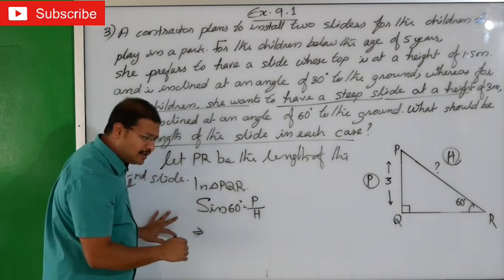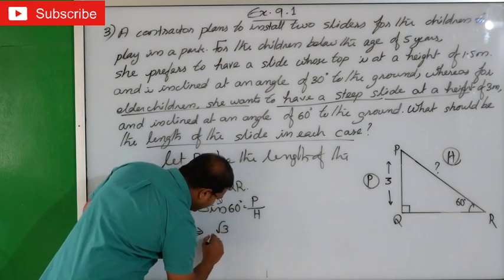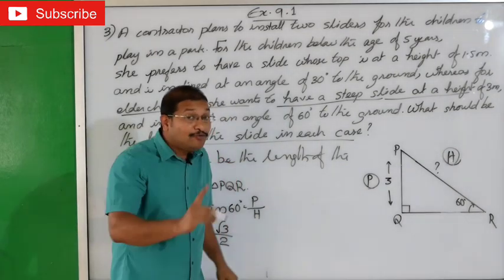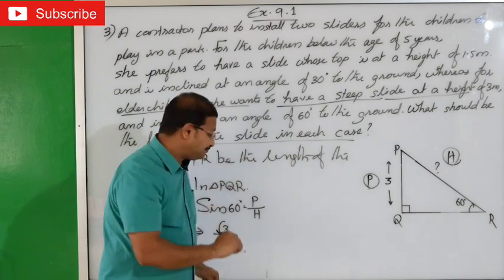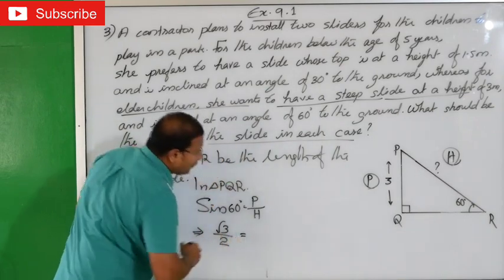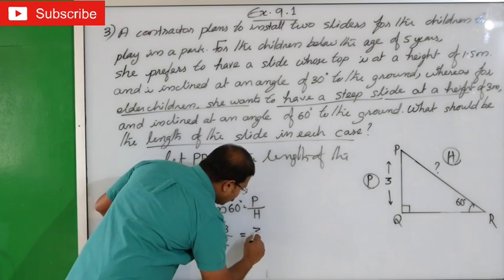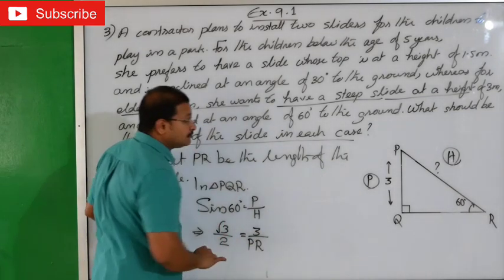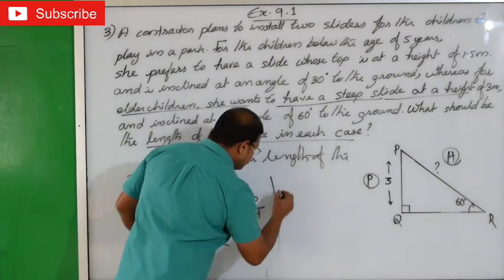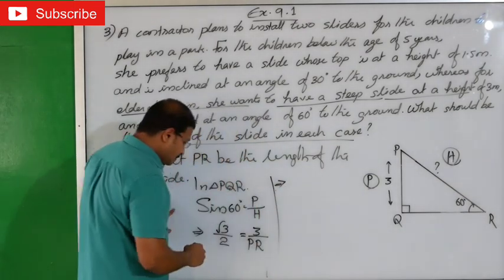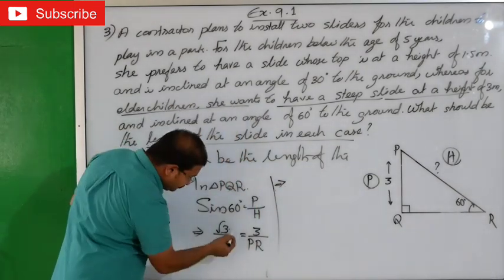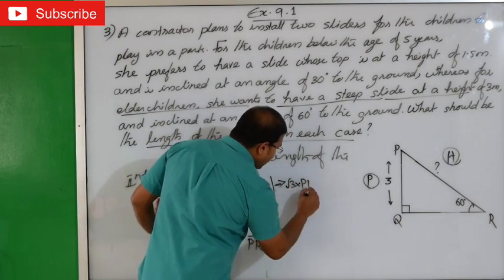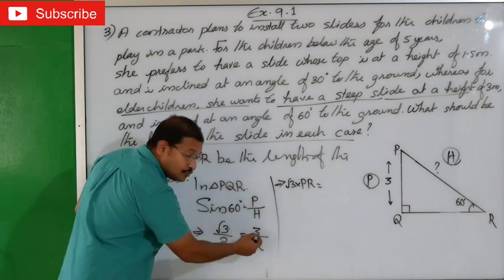This implies sin 60. What is the value of sin 60? Yes, root 3 by 2. Sin 60, root 3 by 2. Don't forget to study the table. Equals perpendicular 3, 3 by hypotenuse, we don't know. Just keep it as PR. Ready? This implies, now, cross multiplying these two, that is root 3 into PR equals 2 into 3.